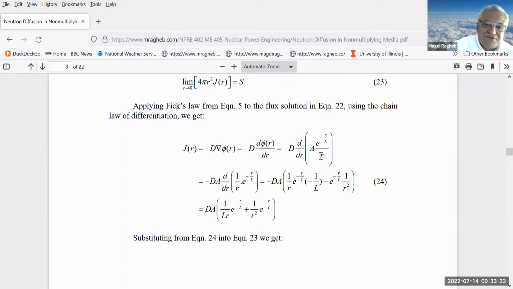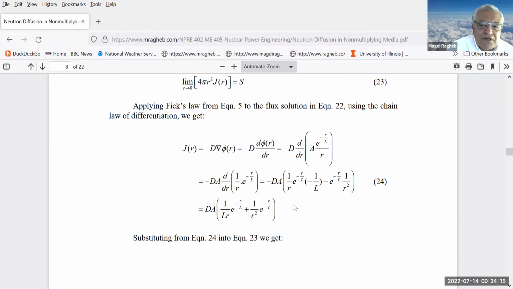Another time today, we are faced with the chain rule of differentiation, separating those two functions, the 1 over R and the e to the minus R over L. It is minus D A, that's equal to the current, and the A comes out of the derivative sign. We take the first term, 1 over R, times the derivative of the second. The derivative of e to the minus R over L is e to the minus R over L again, multiplied into the derivative of the argument d by dr, which gives minus 1 over L, plus the second term, e to the minus R over L, multiplied into the derivative of the first, the derivative of 1 over R, which is minus 1 over R squared.